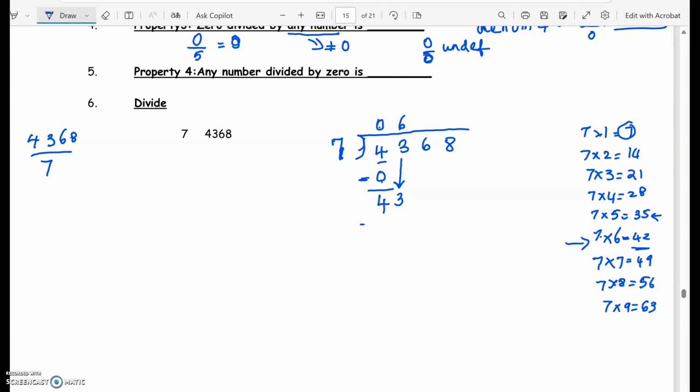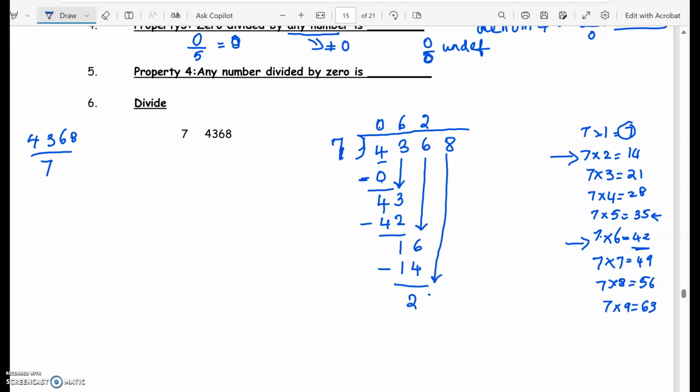It's 6 times. Subtract 7 times 6, which is 42. You get a remainder of 1. Immediately bring the next number down. As soon as you bring the next number down, ask yourself, how many times does 7 go into 16? 7 goes twice. 7 twos are 14. Subtract, you get a remainder of 2.